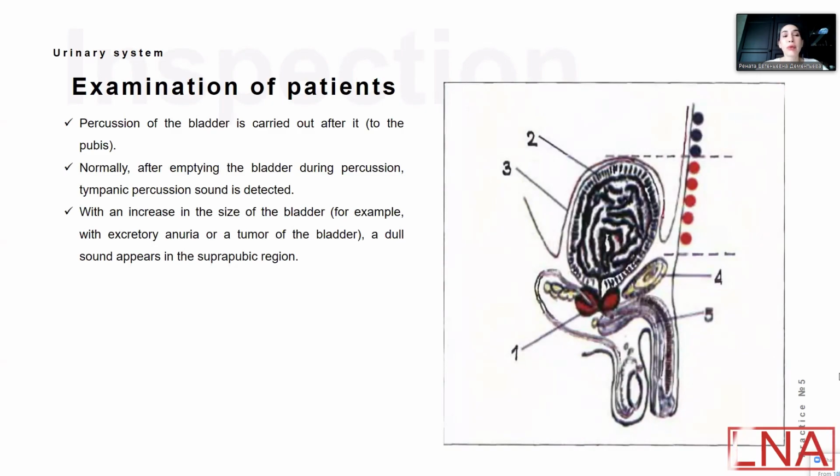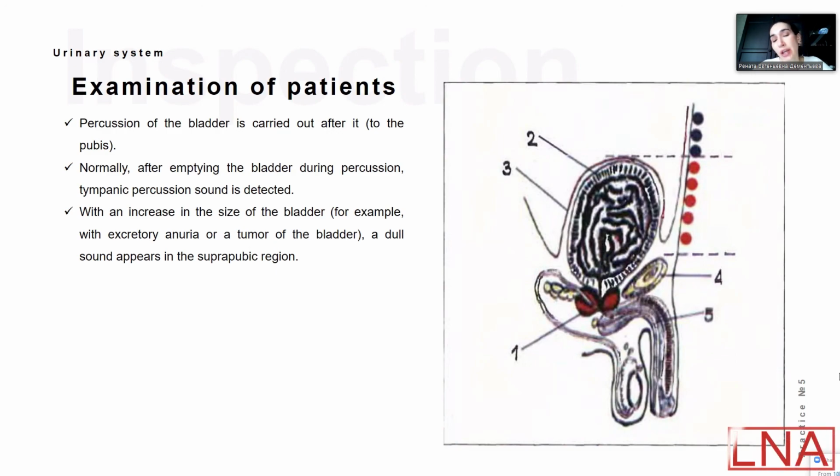Next, percussion of the bladder. As we discussed, how we can differentiate the type of anuria, whether it is secretory or excretory anuria. Percussion of the bladder is carried out above the pubis. Normally, after emptying the bladder, during percussion above the area of the bladder you will identify a tympanic percussion sound, because it's a cavity with air. With an increase in the size of the bladder, for example with excretory anuria or a tumor of the bladder, a dull sound appears in the suprapubic region.